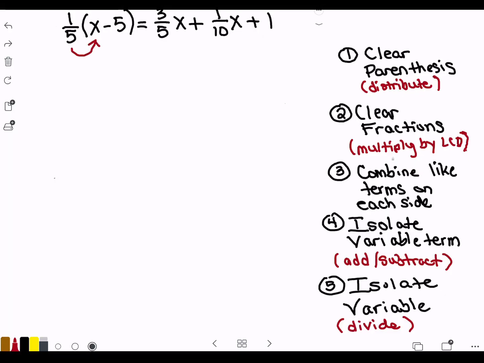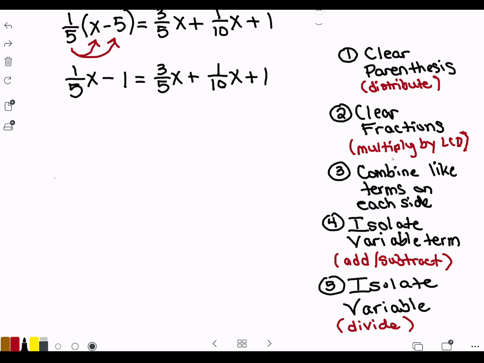All right. So first step, clear the equation of parentheses. So that means I have to distribute. In this case, I'm distributing a fraction, but still I need to get rid of the parentheses. So 1 over 5 times 5, it gives you 1. And then everything else stays the same.